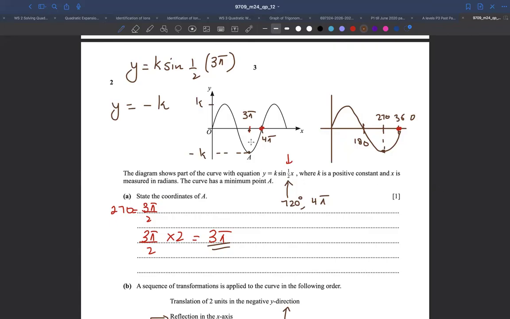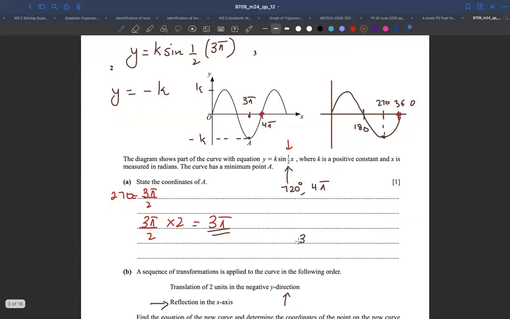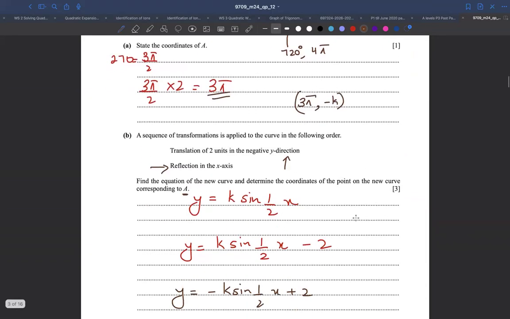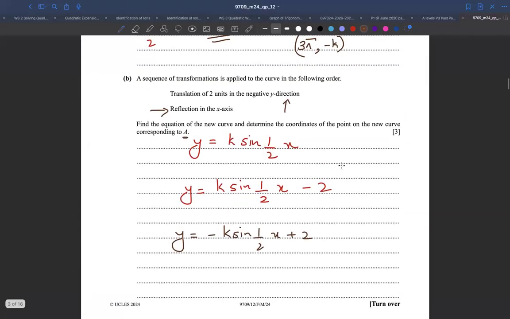Now, starting with these initial coordinates of A, the x coordinate was 3 pi and the y coordinate was minus k. Right? Initial coordinate. Now, first of all, there's a translation of minus 2. After this translation, 3 pi will remain as it is, the x value, but the y value will go down. Right? Minus 2 done. We translated it, so the y value came down.